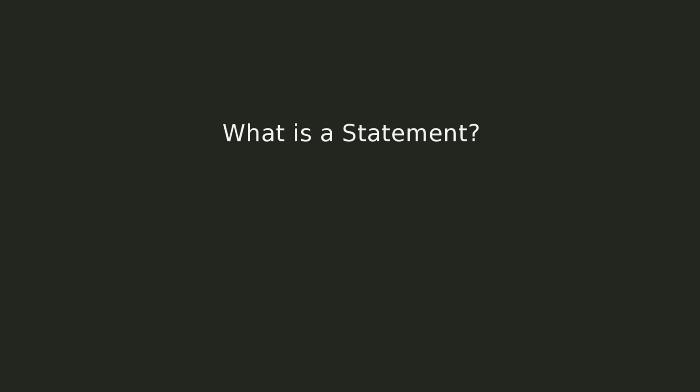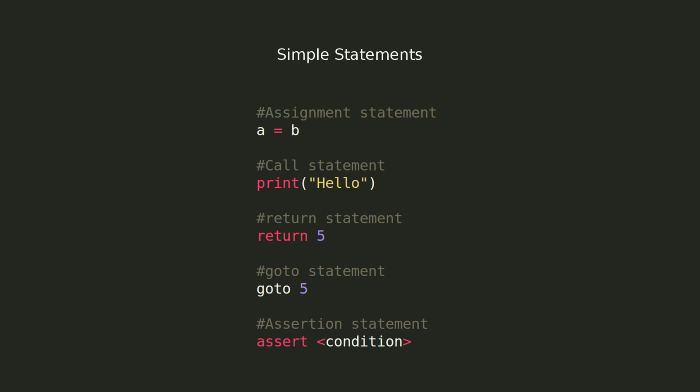Simple statements are, as they sound, simple. They consist of one easy-to-understand operation. Examples of simple statements are assignment statements, which assign values to variables, call statements, which tell a function when to run, return statements, which give back a value. If this doesn't make sense right now, that is fine. It will make more sense in the future.